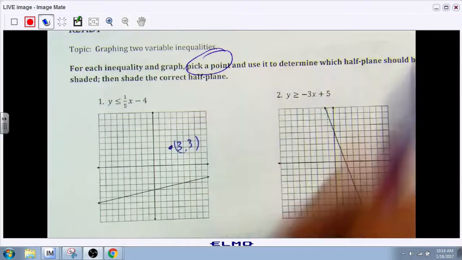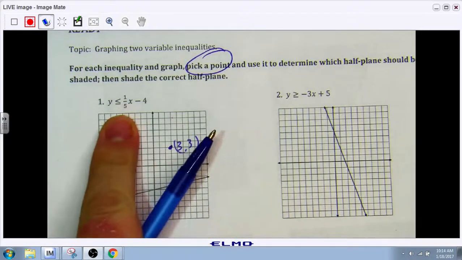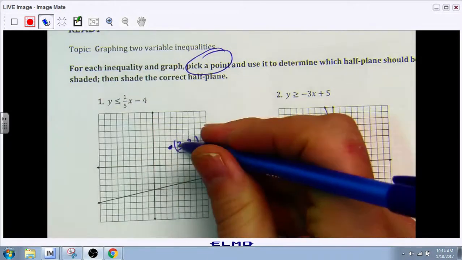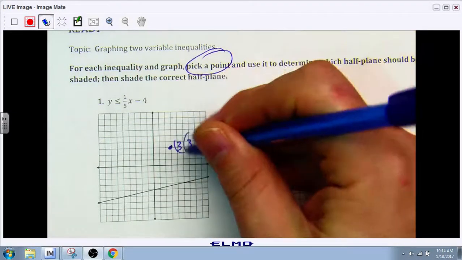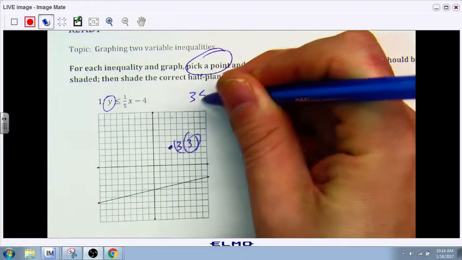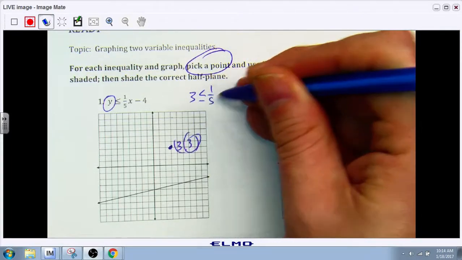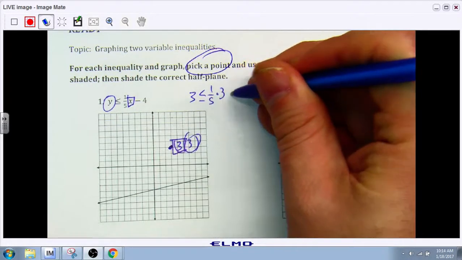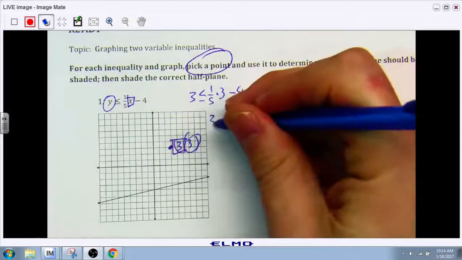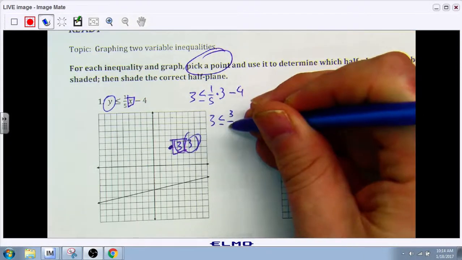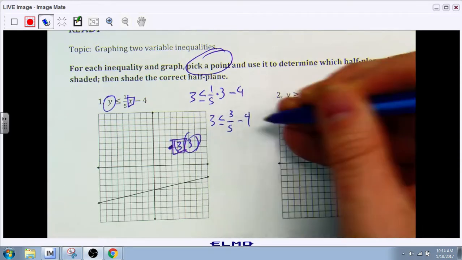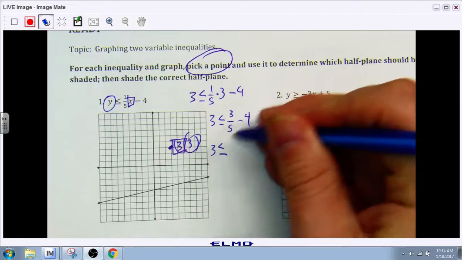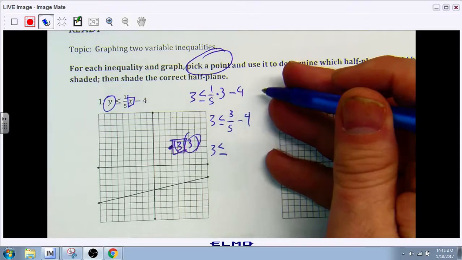Cool, 3, 3. So now I'm going to see if 3, 3 satisfies the requirements of y is less than or equal to 1/5 x minus 4. I'm going to do that by plugging in my x and my y. So my y value is 3, and that's supposed to be less than or equal to 1/5 of my x value, which is also 3, minus 4. So I get 3 is less than or equal to 3/5 minus 4. And then that's going to be 3 is less than or equal to, well, 3/5 is going to be less than 1. So what does that turn out to?